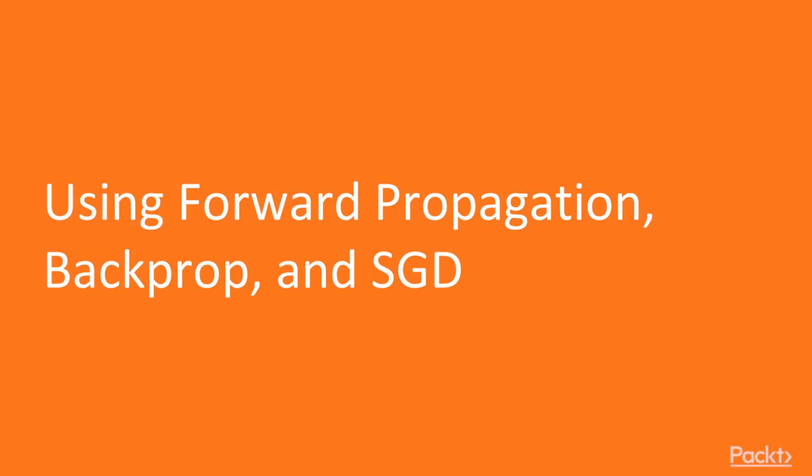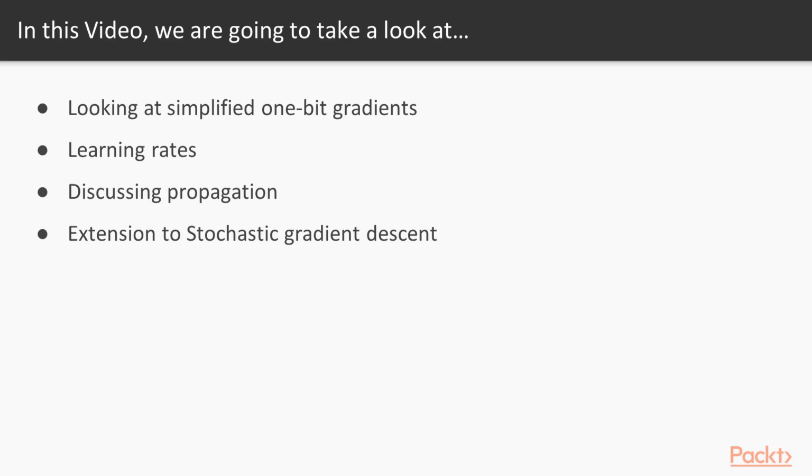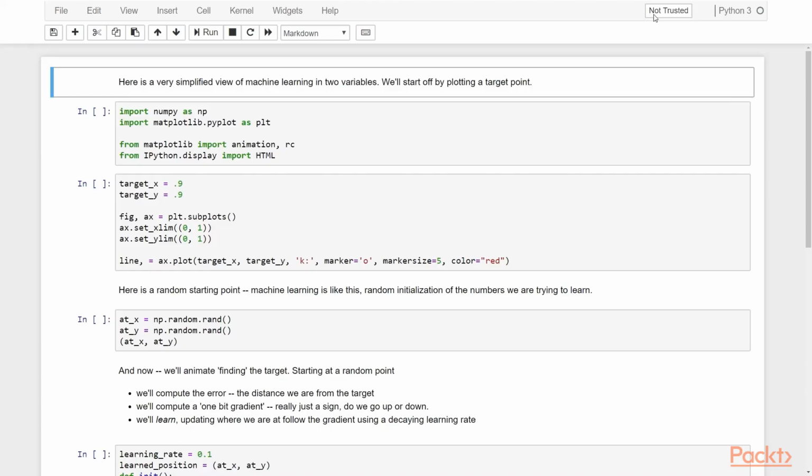In this video, we're going to take a look at using forward propagation, backward propagation, and then describe stochastic gradient descent. We'll start off by talking about and building simplified one-bit gradients, learning rates, using those gradients to update the model, propagating, and then we'll extend these concepts to stochastic gradient descent. We'll dive right in and look at code and how this is done.